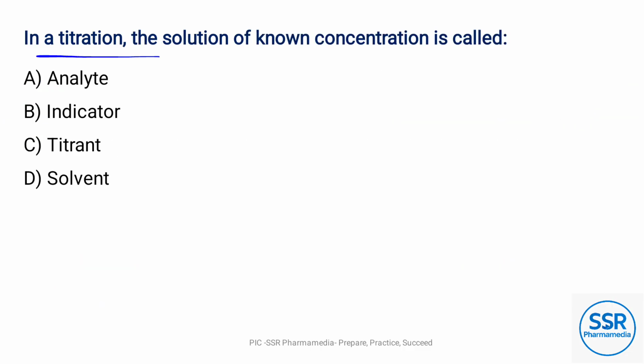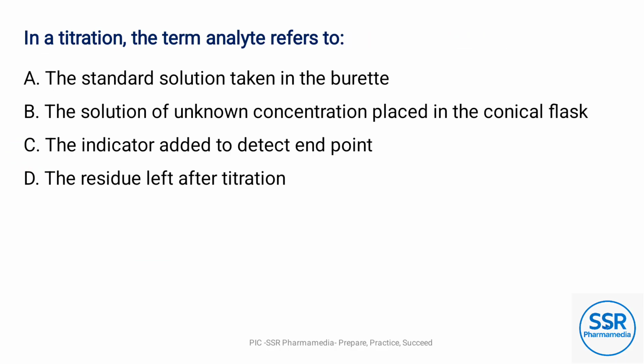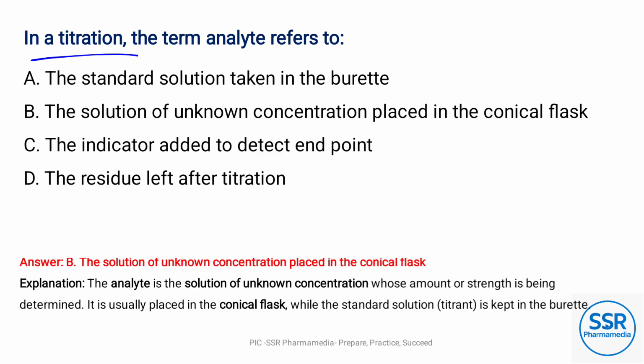In a titration, the solution of known concentration is called: the answer is option C, titrant. Known concentration is also called titrant, and it is always taken in the burette. In a titration, the term analyte refers to: the answer is option B, the solution of unknown concentration placed in the conical flask.